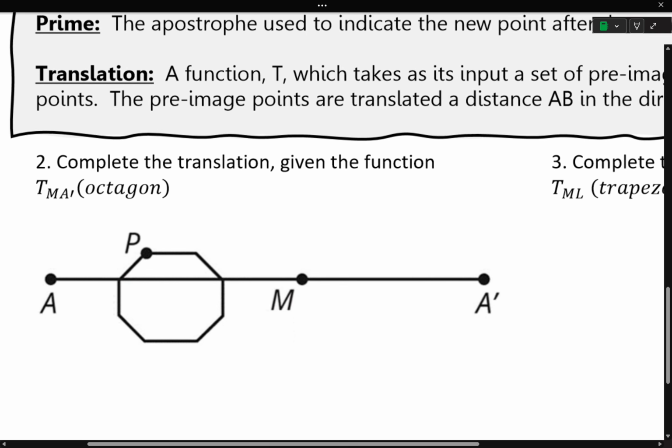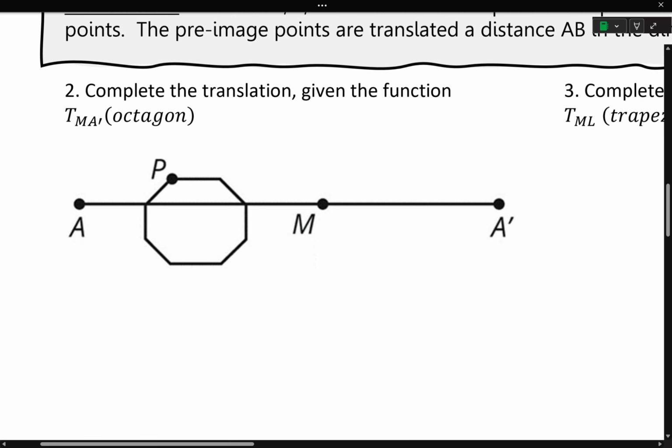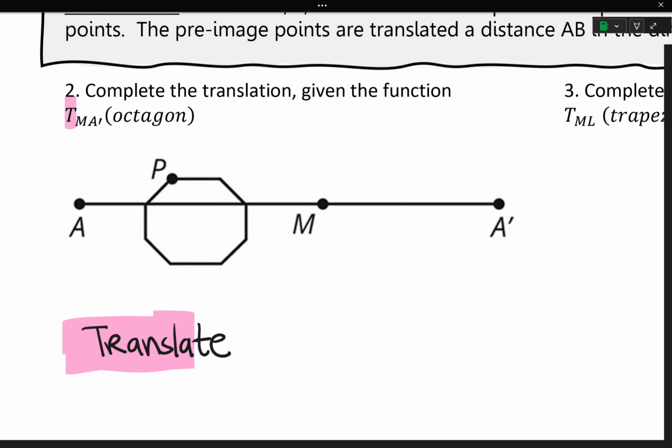All right, number 2. We have complete the translation given the function T MA prime octagon. We got to translate this first, okay? Until you get used to it, we do need to write out the translations. T is translate. Wow, that's a lot of times I said translate. In this case, this pink translate, this function of translate, means move. It's asking us to move the octagon. So translate the octagon.